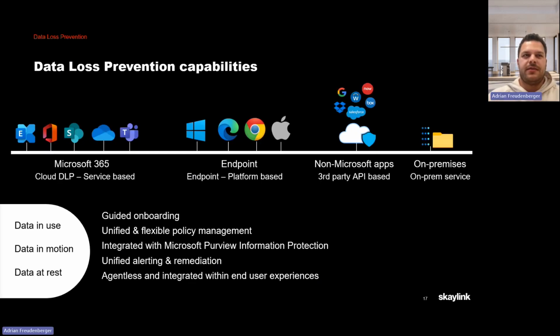First of all, we got here another architecture of data loss prevention. So let me start highlighting some of the services mentioned here. Let's start on the left side with Microsoft 365. This is all cloud DLP, which is then a service based on Microsoft 365. This is the area where most of the actions happen.